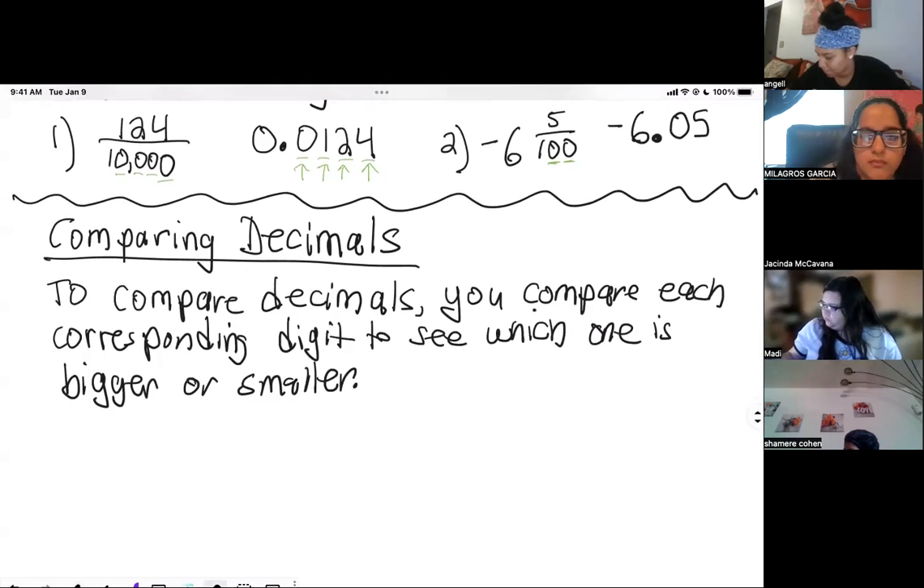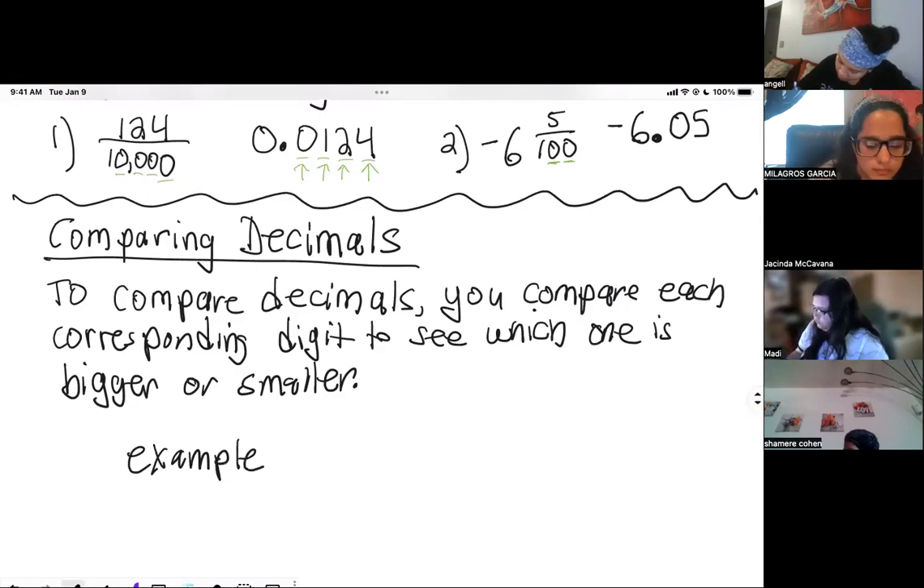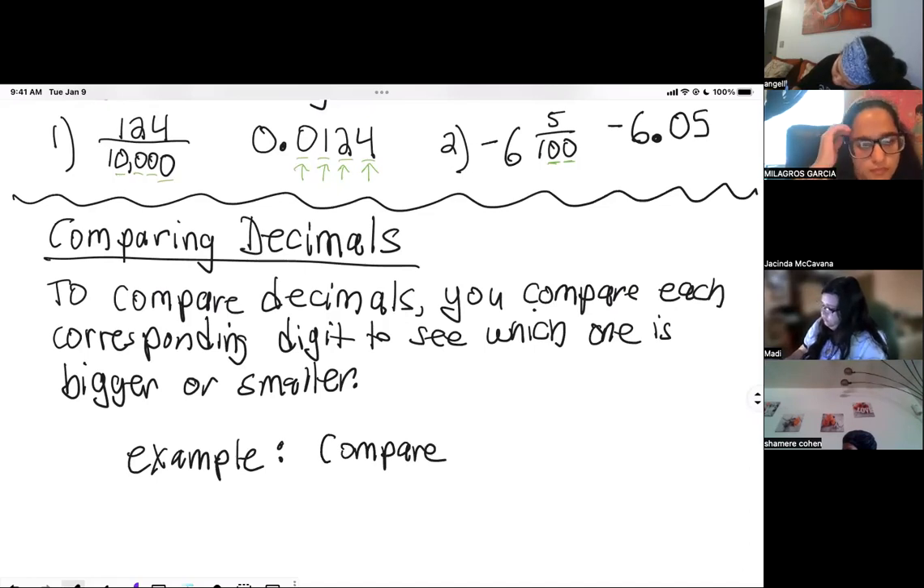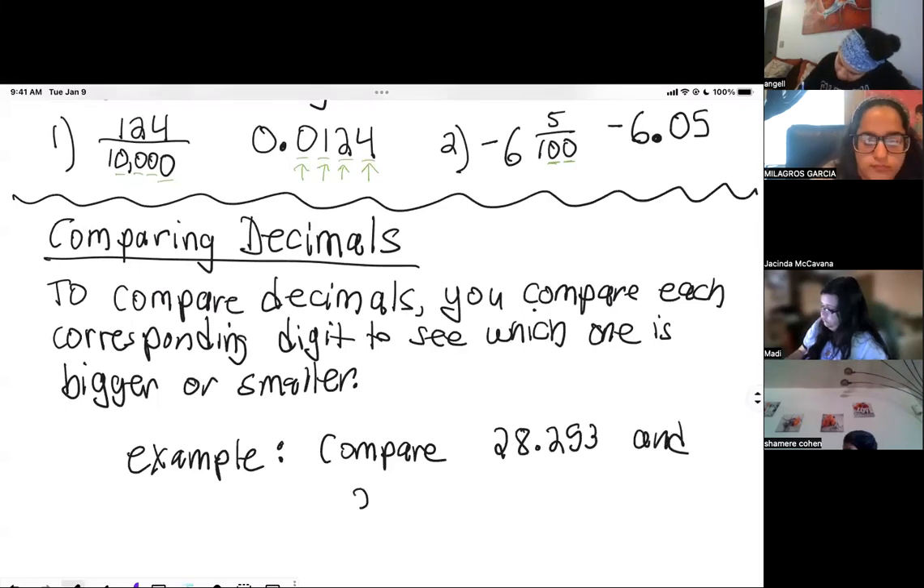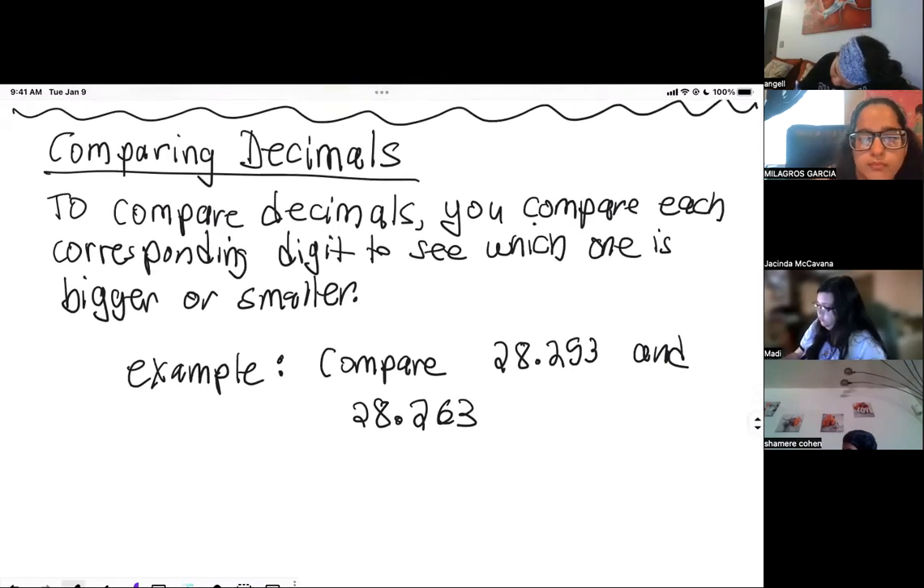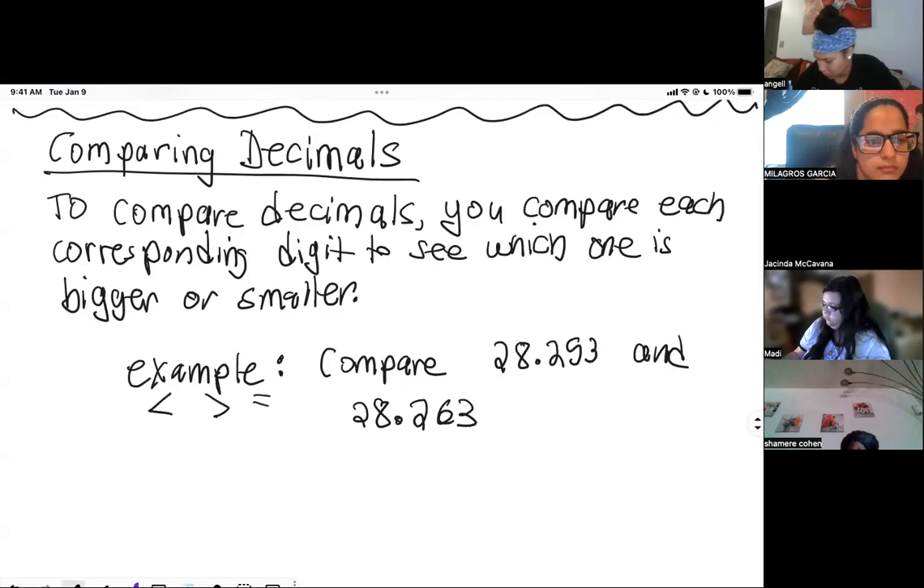So for instance, example, you'll see something like compare 28.253 and 28.263. So I'm going to compare one thing at a time. And when I mean compare, it means you're going to do, I should probably write that. Example, we're going to use less than, greater than, or equal to. That's what I mean by compare.